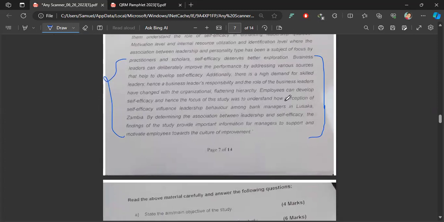So I have not read this, but what I can see here is that employees can develop self-efficacy, and hence the focus of this study was to understand how perception of self-efficacy influences leadership among bank managers in Lusaka, Zambia. This right here is the main objective, plainly in the exam.